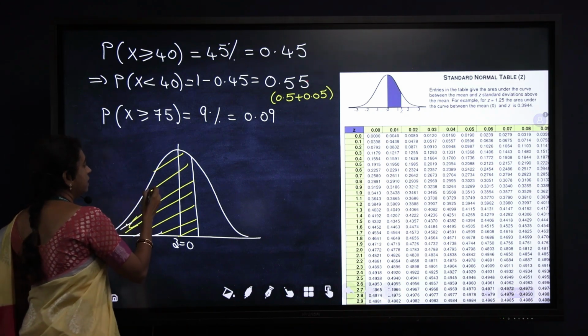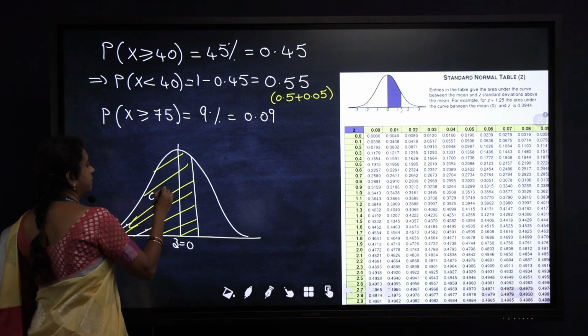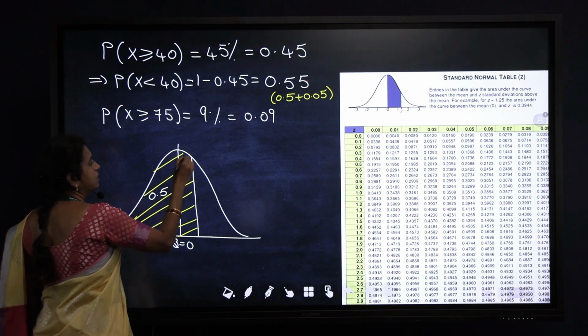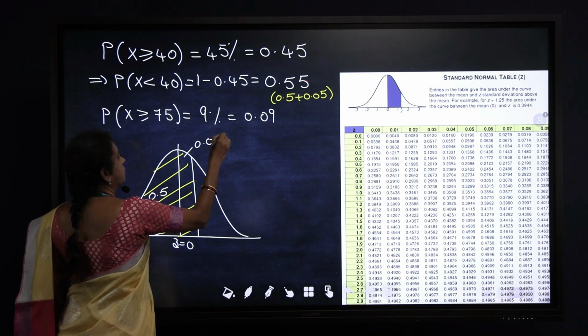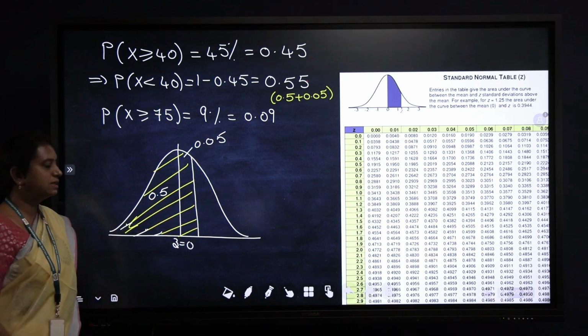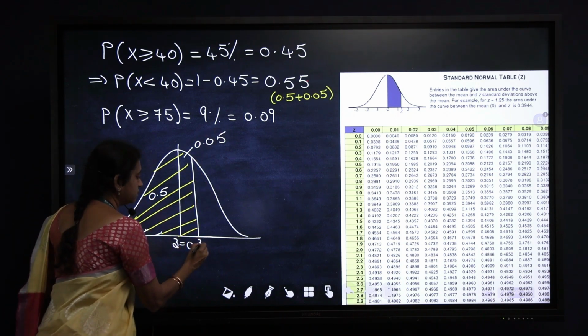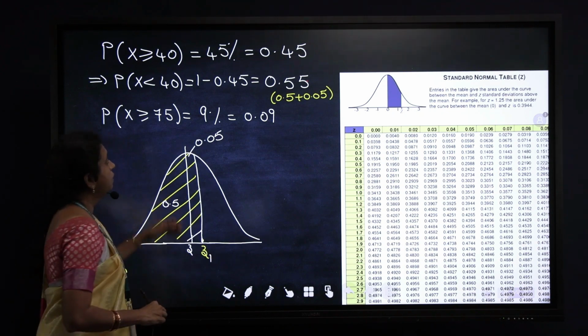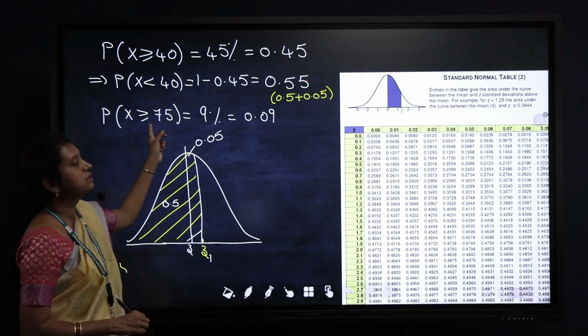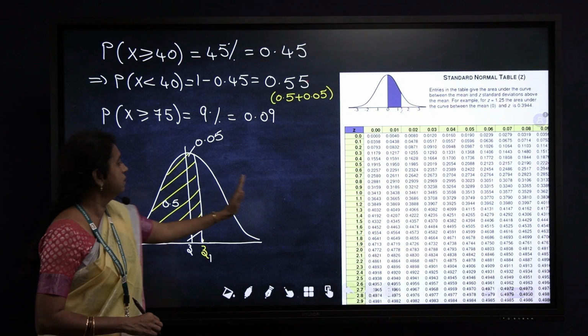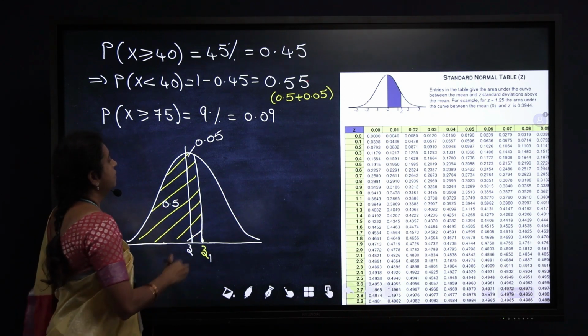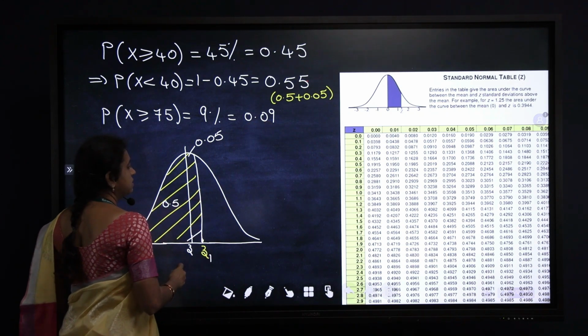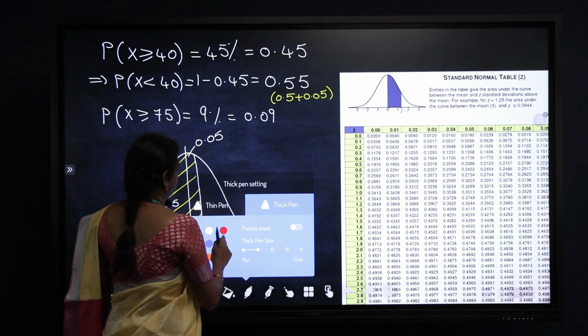So this total area is 0.5 and this part is only 0.05. So where is Z1? Z1 is here. This is Z1. Now we'll take the other value, x greater than 75, which will be on the right side, right? So greater than, and the area is given as 0.09. So somewhere here we'll take the value.